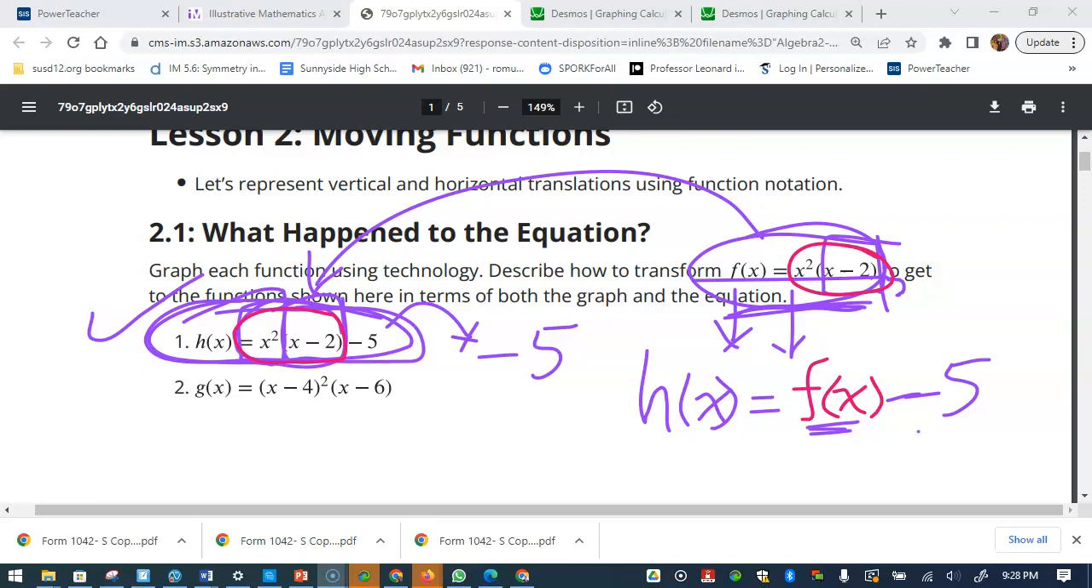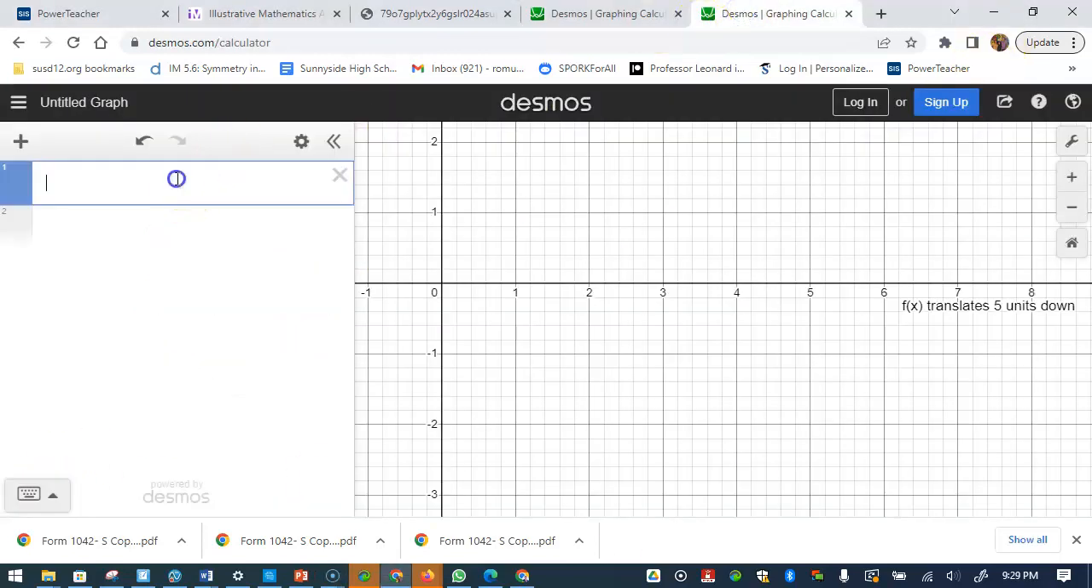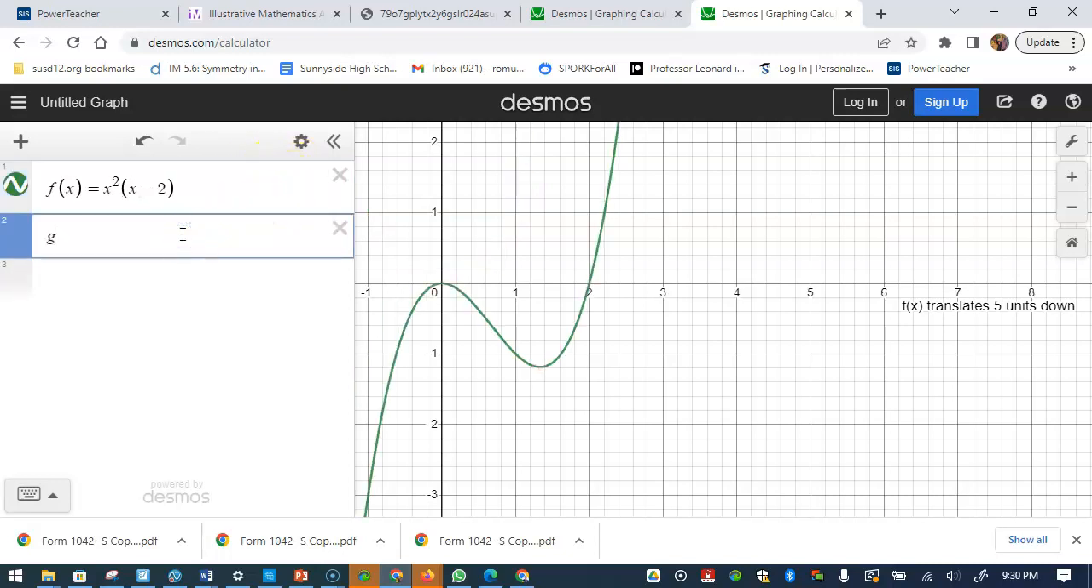Let's put it on desmos.com straight away. So let me put here, and the first equation is f of x equals x to the power 2 and then x minus 2. So that's the one. And the second equation is g of x, which is the same thing, x minus 2. I think I made a mistake here. Let me put, okay.